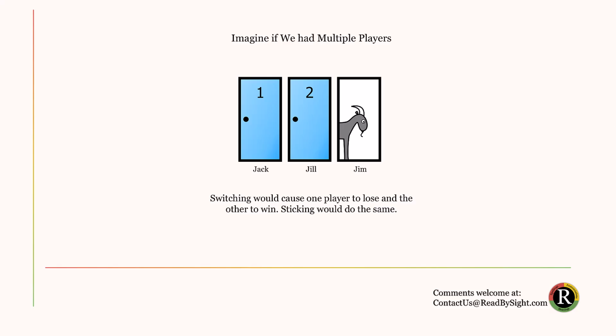By the same token, if they both stick, one wins and one loses. The key is who has the car. If Jack has the car, he should stick and Jill should switch, but we don't know. And so again, the answer really is unknown.